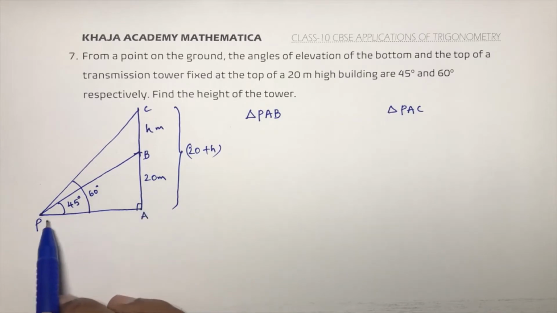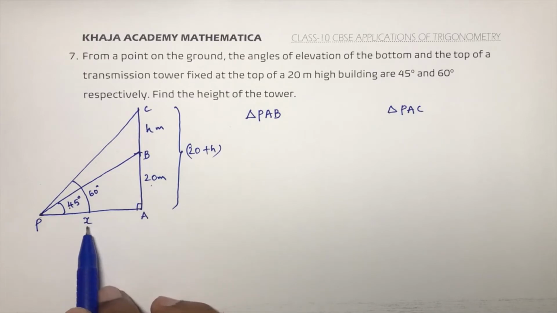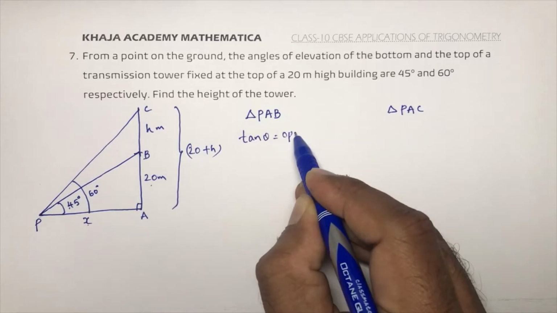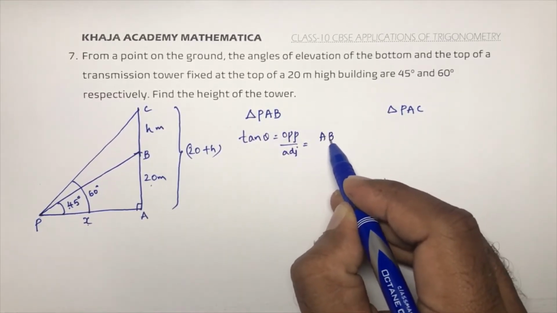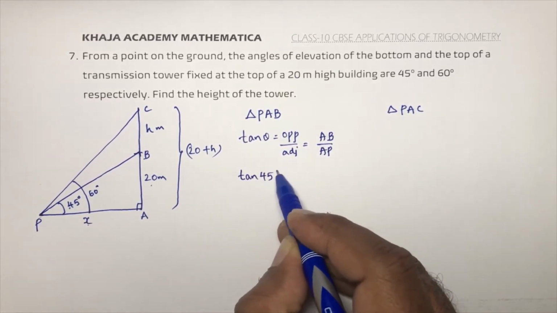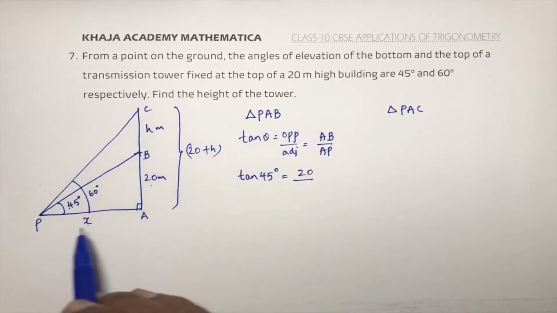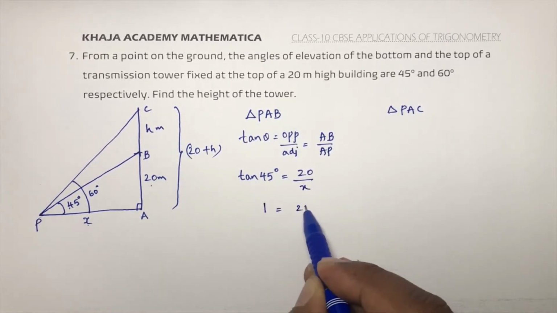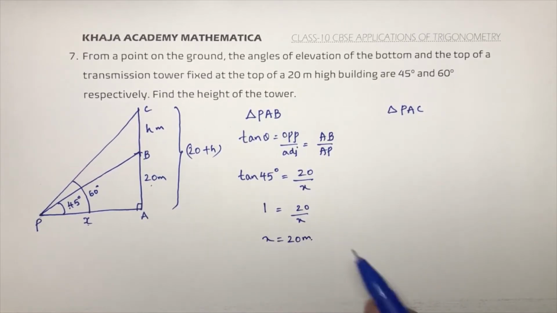Now in PAB, I'll consider AP as x. Theta 45, opposite is 20, adjacent is x. So I'll use tan theta, opposite by adjacent. Opposite is AB, adjacent is AP. So angle is 45. Tan 45 degrees equals AB, which is 20, by AP, which I consider as x. Tan 45 is 1, equals 20 by x. So x equals 20 meters.